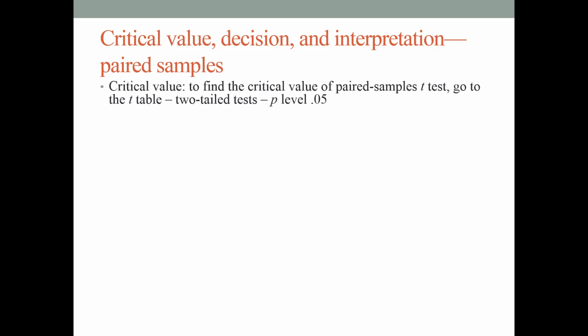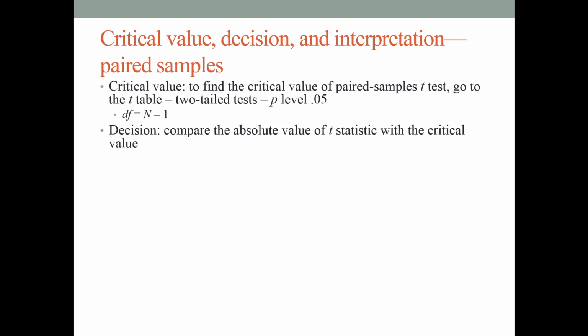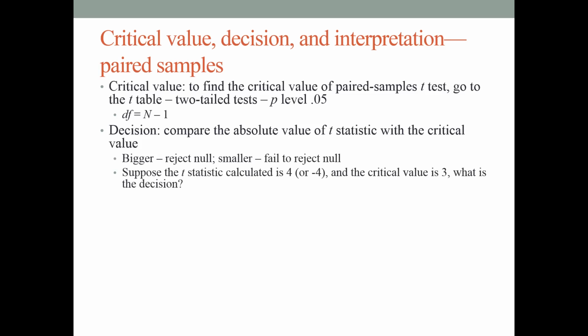So how do you find out the critical value? To find the critical value for the paired sample t-test, go to the t-table, two-tailed test, p-value 0.05. I've discussed that before already. Degrees of freedom is n minus 1. And then the decision is to compare the computed absolute value of the t-test statistic with the critical value. If it's bigger, reject the null; smaller, fail to reject the null.